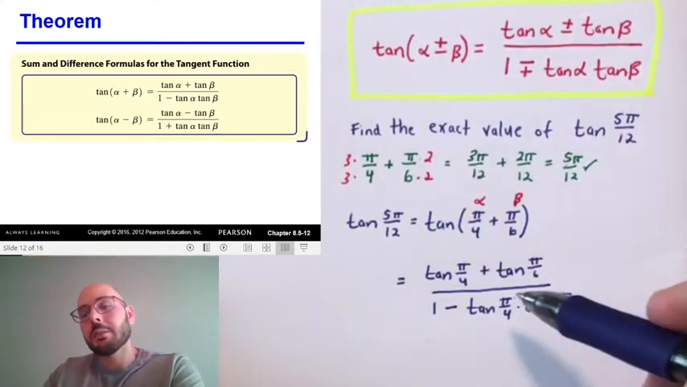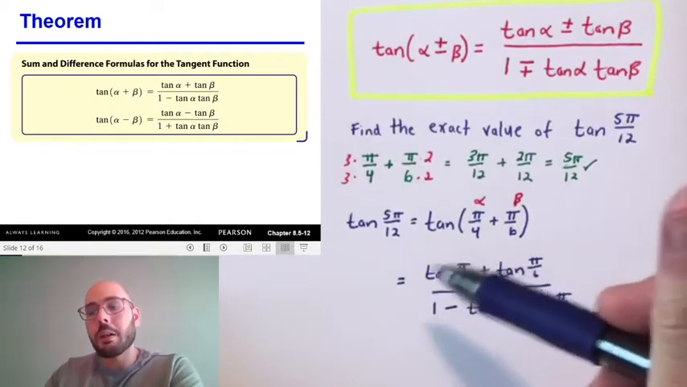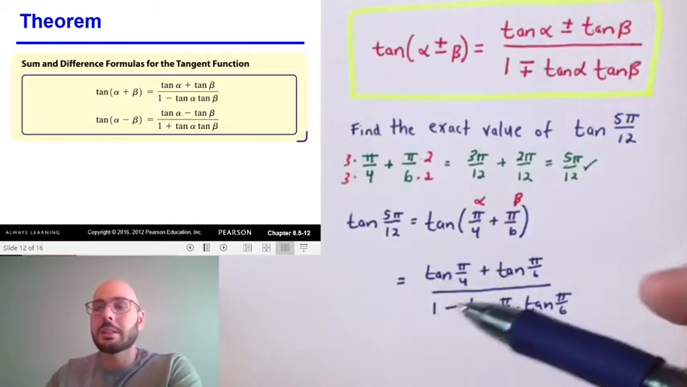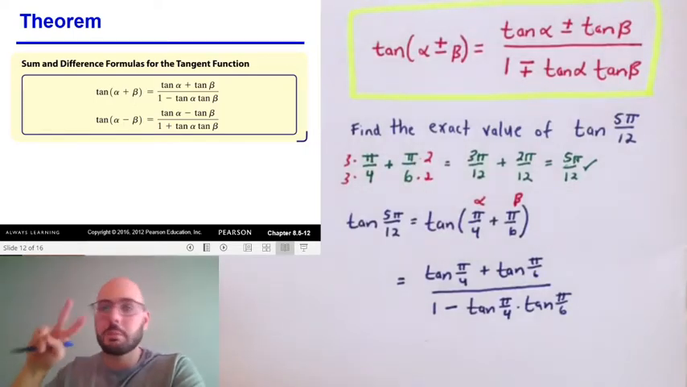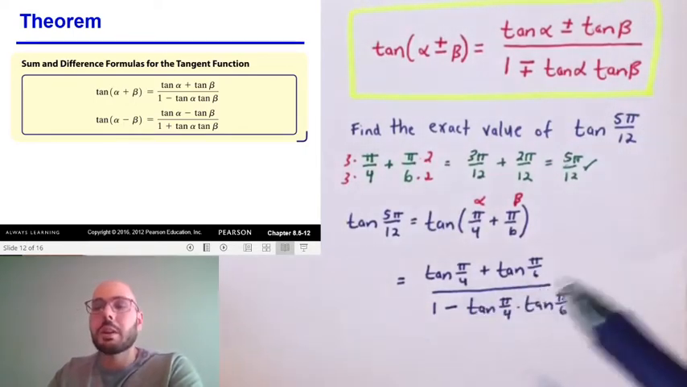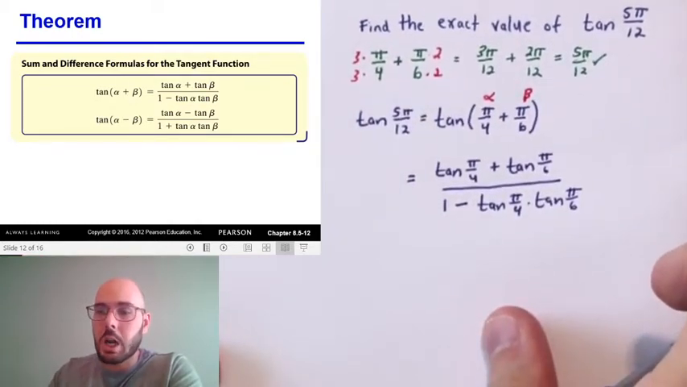So a lot of stuff to plug in here. What's nice is that they repeat though, so like tangent pi over 4 shows up in 2 places, so it's not like I have to find 4 different trig values. 2 of them show up in 2 different places. The hard part here is really going to be the simplification. So let's get started working on that.